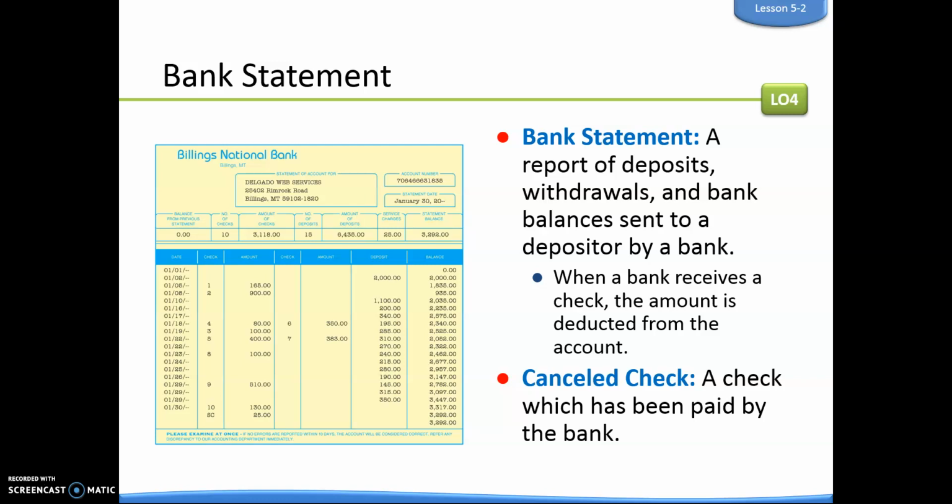That's our withdrawals. So, we call checks that have been paid by a bank canceled checks. And I know that sounds kind of weird because canceled checks kind of sound like they didn't go through, but they did. That's just the banking terminology. A canceled check is a check that has been paid by the bank.